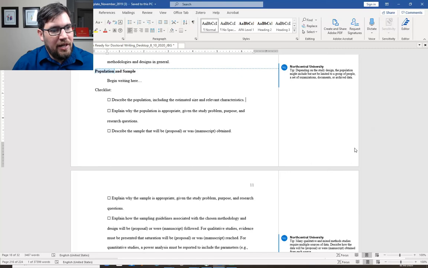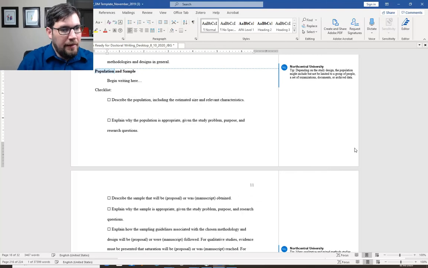I'll be talking about the population and sample in Chapter 3, specifically this task: to describe the population, including the estimated size and relevant characteristics. So the population involves everyone that your study might generalize to.